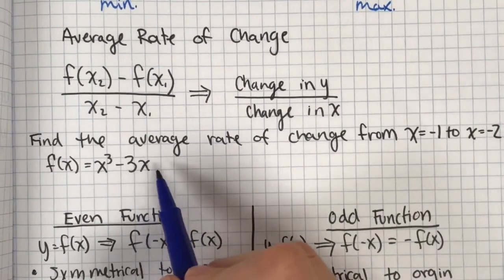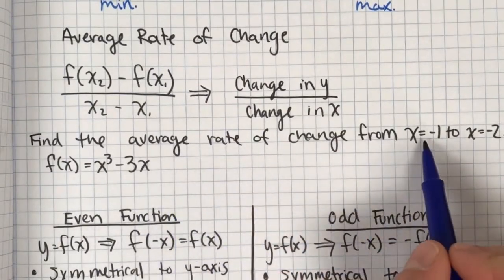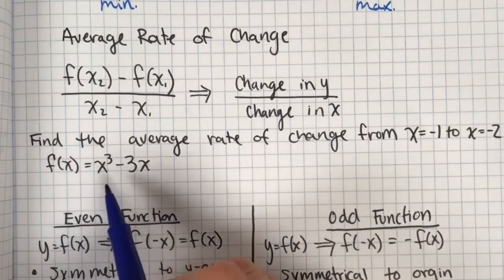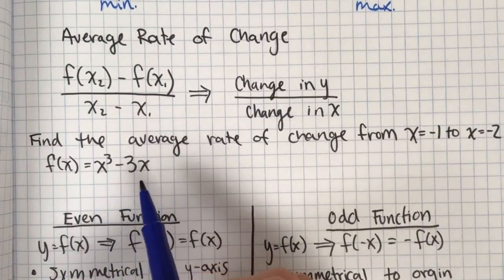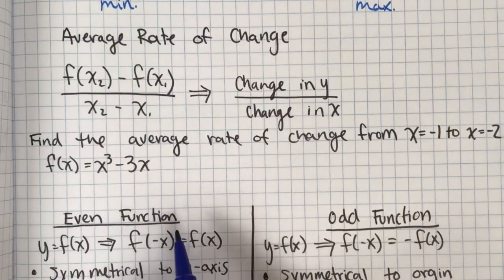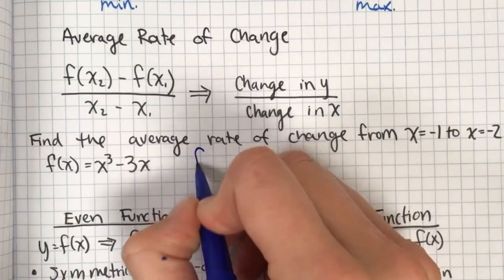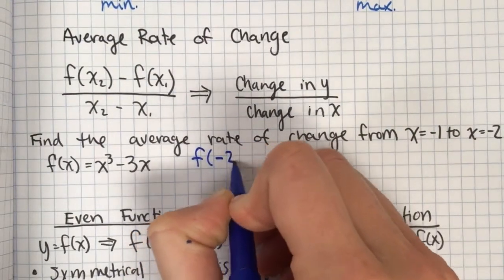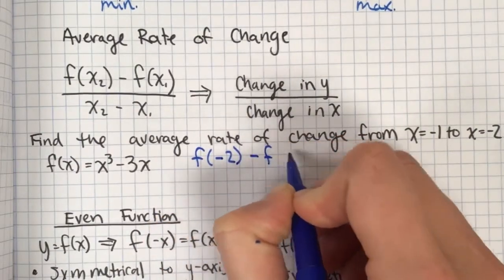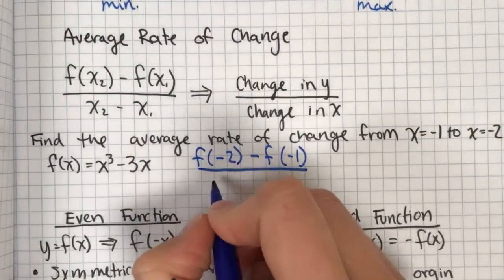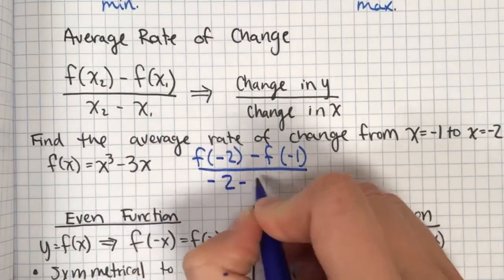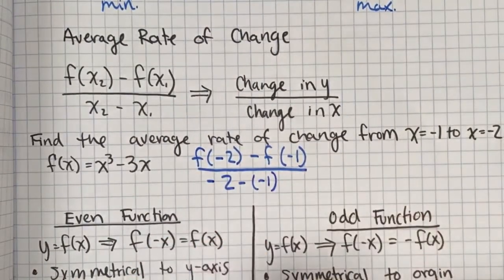So for this one, if we were going to find the average rate of change from -1 to -2 of our function x cubed minus 3x, we are going to plug in that value into the function. So we'd say f of -2 minus f of -1 divided by -2 minus -1. Don't forget that minus a negative.